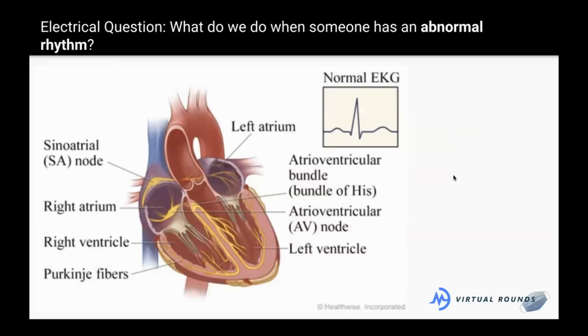All right, so electrical question. What do we do when someone has an abnormal rhythm? So there's a couple things. Does anybody have any ideas? This is kind of a strange question, but does anyone have any thoughts about what we might do if someone had an abnormal rhythm? Anything you can think of, things that bring people from abnormal rhythms back to normal rhythms. I mentioned a couple of them earlier. That's okay. It's been a long day.